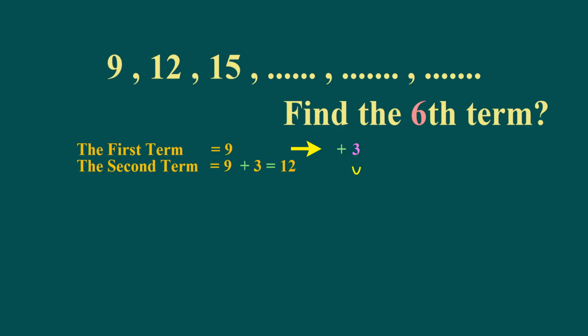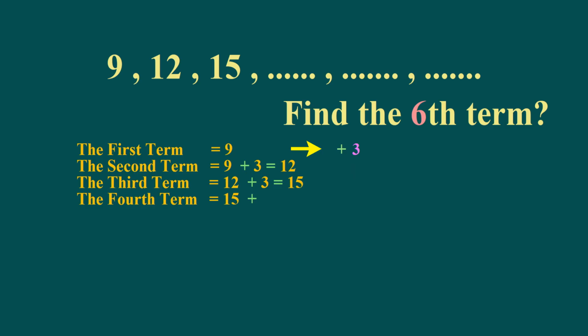And we can get the third term by adding 3 to the second term: 12 plus 3, which equals 15. And so on. We can get the fourth term by adding 3 to the third term. So the fourth term is equal to 15 plus 3, which equals 18.